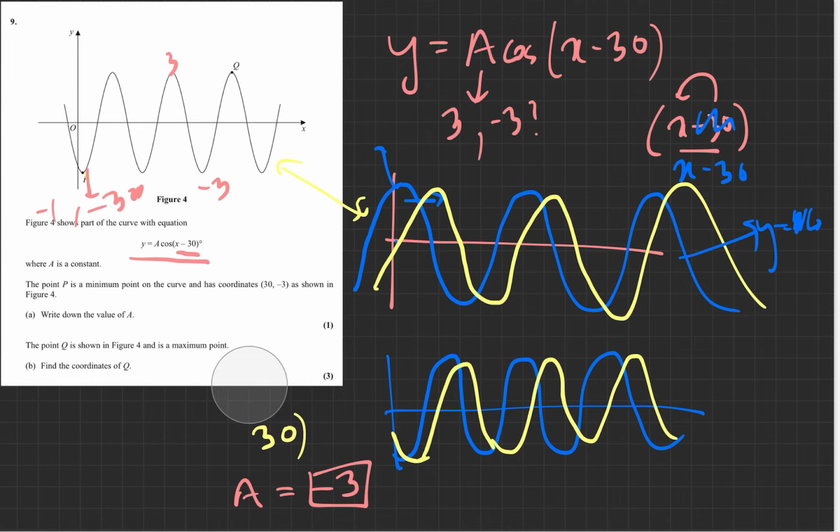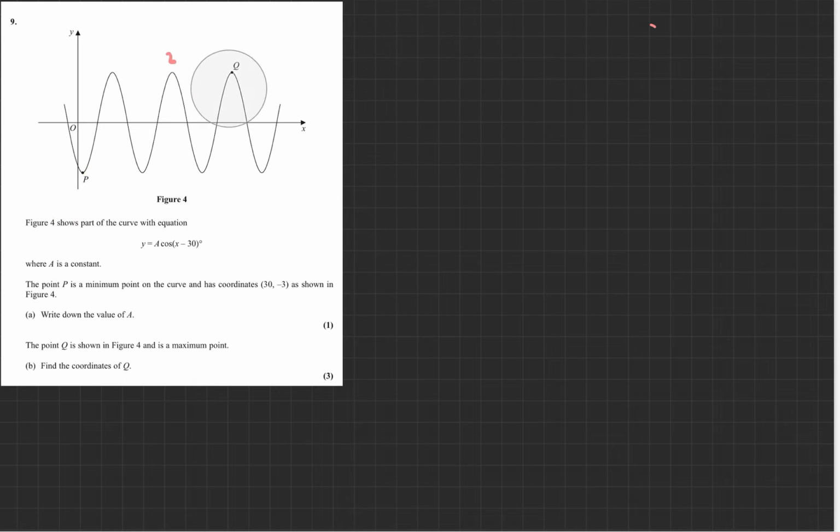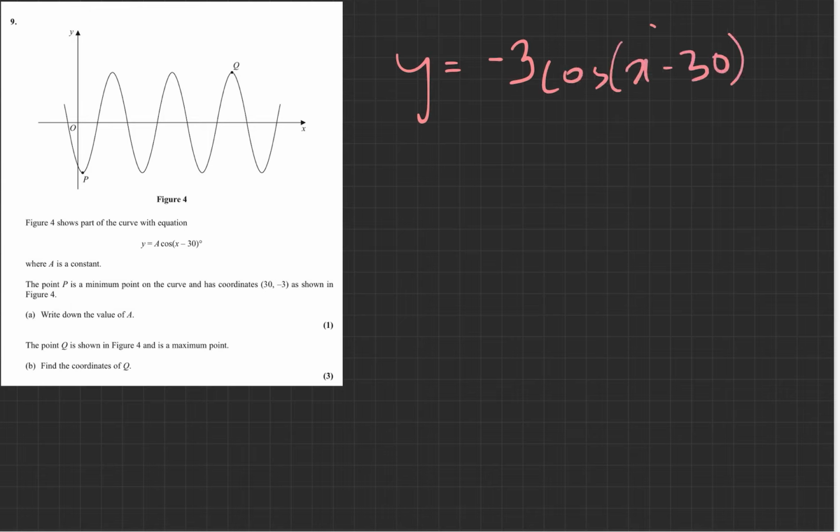Okay, I'm going to erase everything from here now, and start with a nice clean slate. Given that we have the equation of the curve, which is now minus 3 cos(x minus 30), this is something that we had deduced from part A. Part B says the point Q is shown in figure 6 and is a maximum point. So this is a max point, right?